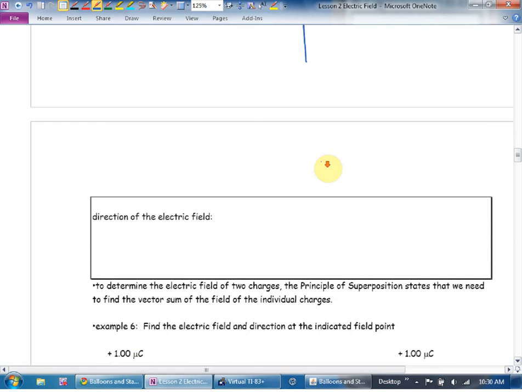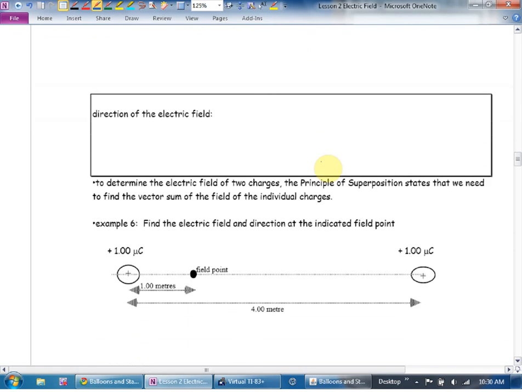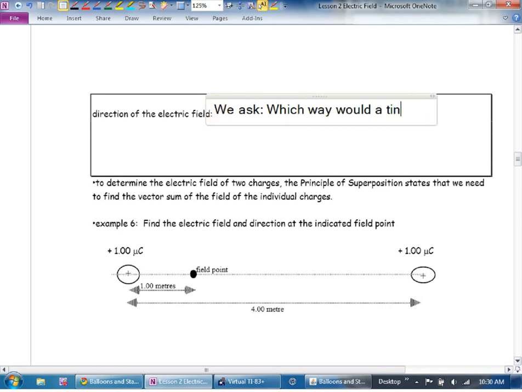So the direction of the electric field. We ask, which way would a tiny positive... My abbreviation for positive is a plus sign and a VE next to it. What do you think my abbreviation for negative is? A minus sign and a VE.